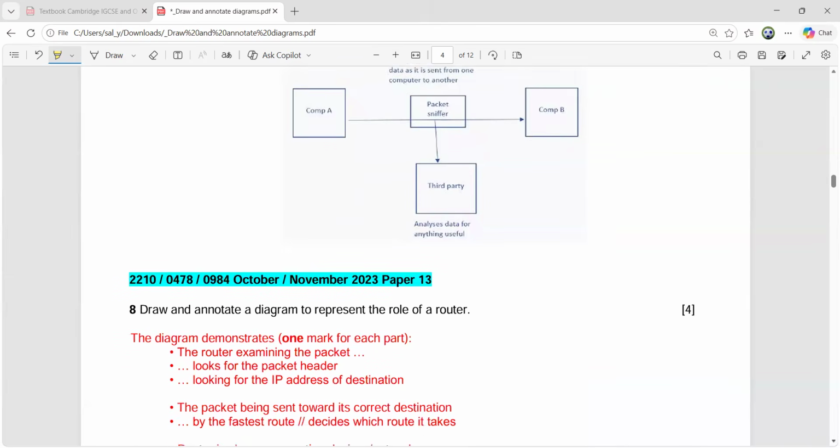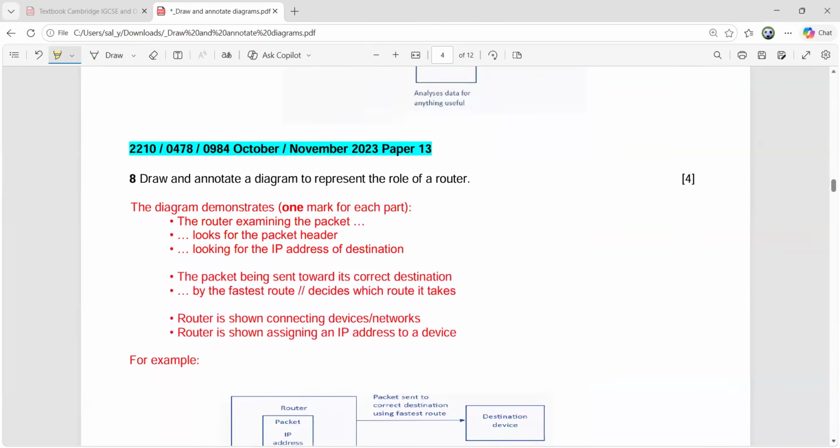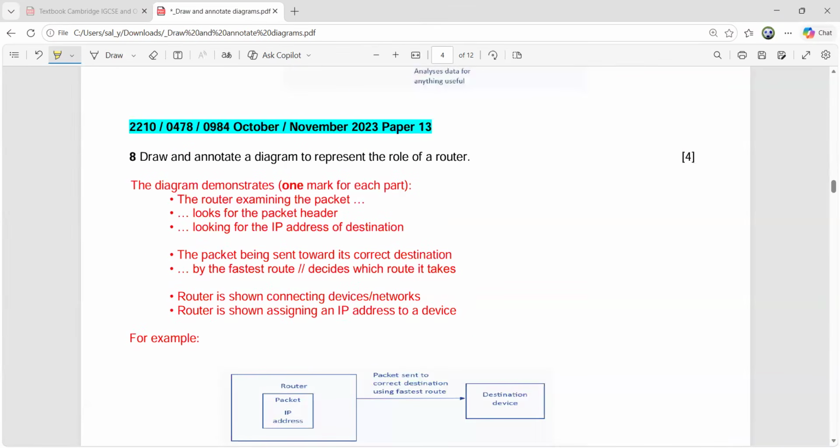Okay, now the next question is October, November 2023, paper 1-3. Draw and annotate a diagram to represent the role of a router. Again, just a reminder, router is a very important topic. Maybe it can come in our paper in theoretical form, or in the form of true and false, anything can come. This is again a 4-mark question.